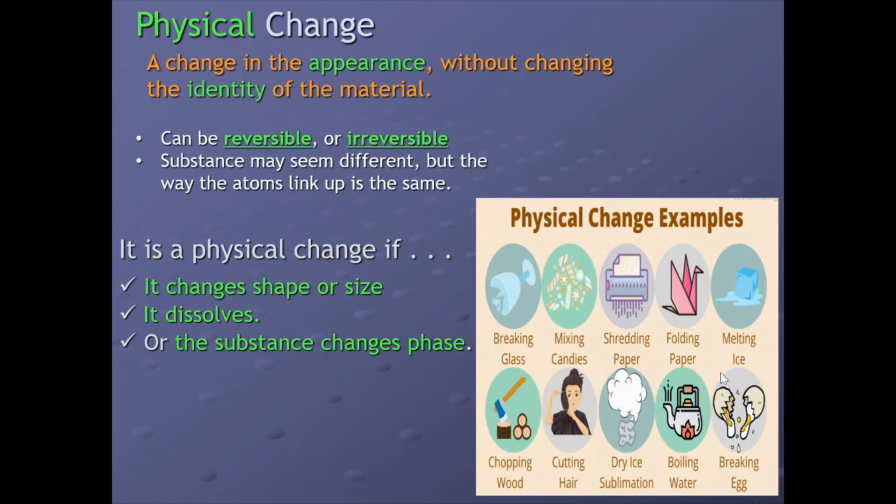And so you look at some of the examples here in the pictures. You have breaking glass. It's still going to be glass, right? It's just going to be broken into multiple pieces. Same thing with mixing candies. You're still dealing with the same amount of candies, you're just moving them into a different arrangement. Shredding paper, same thing. It's still paper. You're just turning it from one large sheet into a bunch of thin strips of paper. Same thing with that origami swan you see. It's paper. It's just folded.